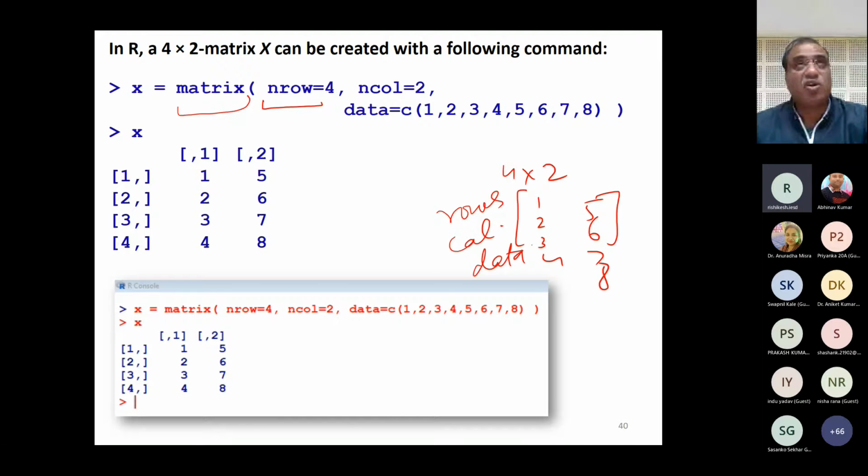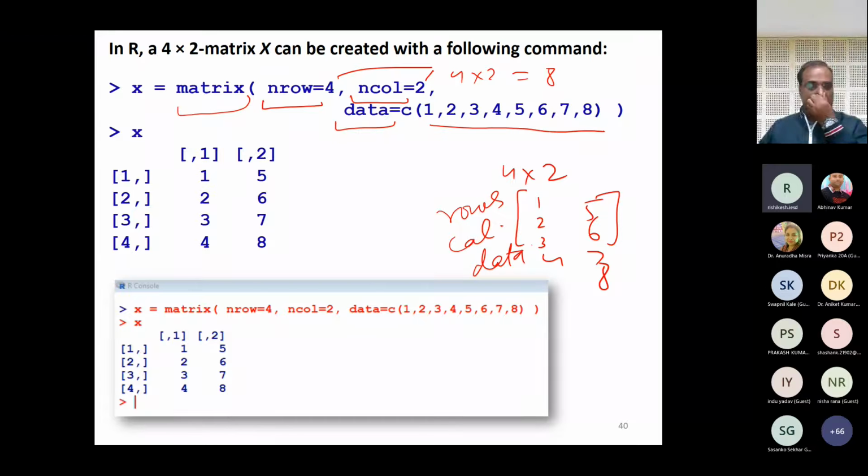NROW means the number of rows you would like to have in the matrix. Then it is ncol, that is, how many columns you want in the matrix. There are 4 rows and 2 columns, so the total number of elements is 4 into 2, which is equal to 8. So what are those 8 values that you want to enter? I give it by the command data, and I give 8 values, just for the sake of understanding, numbers 1 to 8, like this. Then you will get this type of outcome.